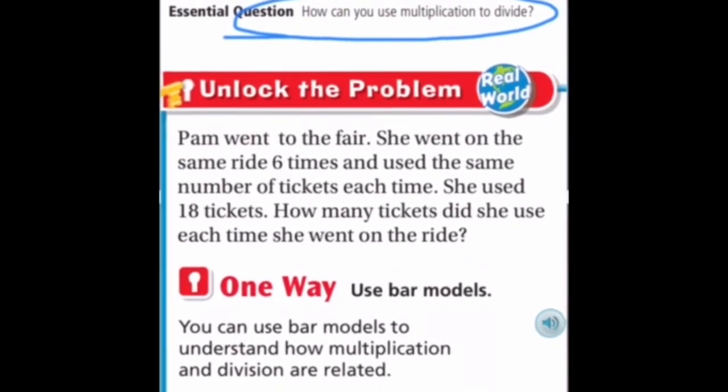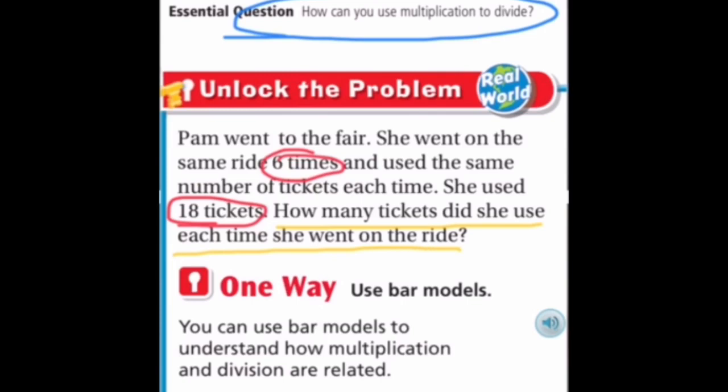It says, Pam went to the fair. She went on the same ride 6 times. Now that's kind of important, so I'm going to circle that 6 times, and use the same number of tickets each time. She used 18 tickets, again important, and the question is, how many tickets did she use each time she went on the ride?